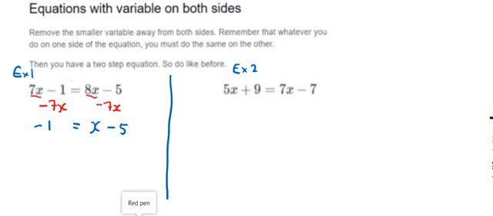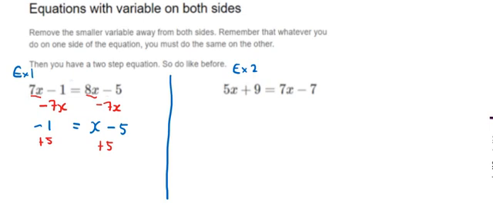From then you've got an easy equation again, like before. On the right hand side, look at what's happening to x here. 5 is being taken away from it, so you're going to do the opposite of that, you're going to add 5. So plus 5, plus 5.